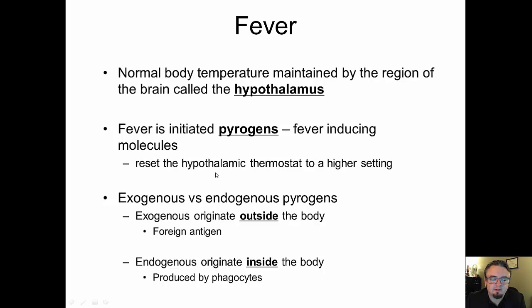Now pyrogens can typically be of several different sources. Many of them will occur inside the body. These are called endogenous. They originate inside the body. Most often these are produced by phagocytes. So phagocytes are obviously the white blood cells that phagocytose, and they produce chemicals during that phagocytic process.